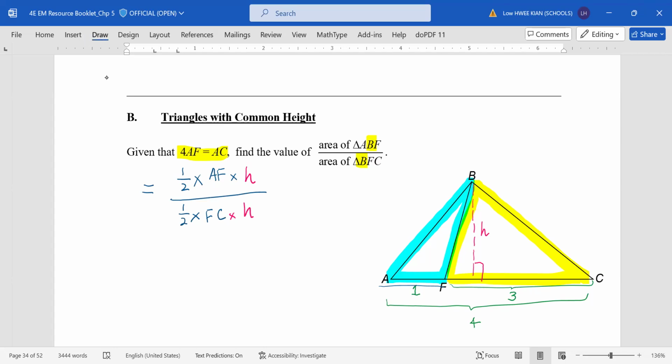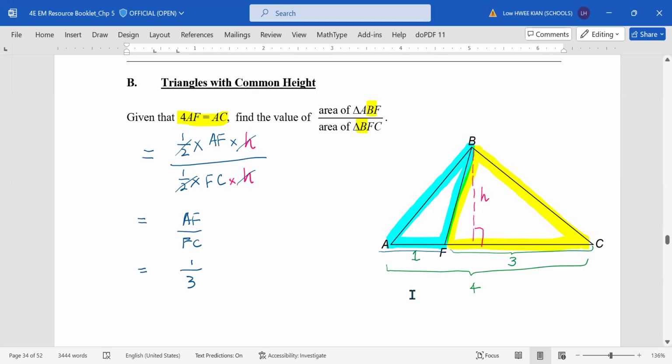Once I have this, you notice that all I get now is equal to AF over FC. And what is the ratio of AF over FC? You can see AF is 1, and FC is equal to 3 units. So therefore the ratio is 1:3, it's 1/3. Basically what you see here is that all the common values get to cancel away. So that is the second type of question, triangles with common height.